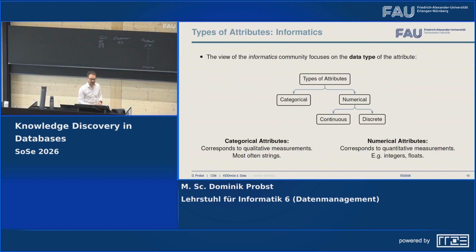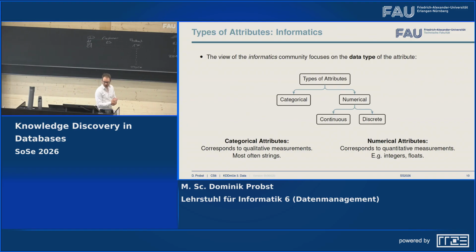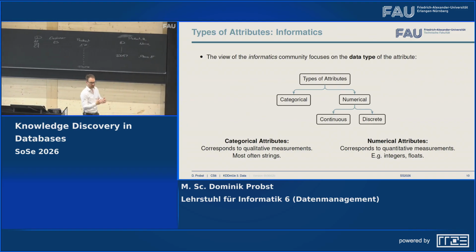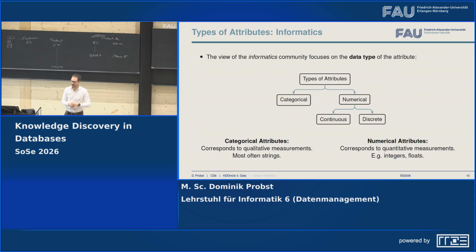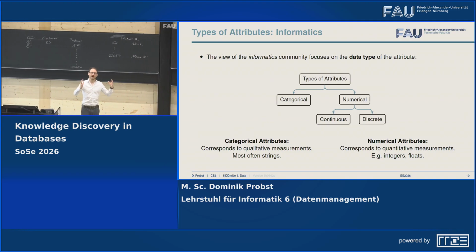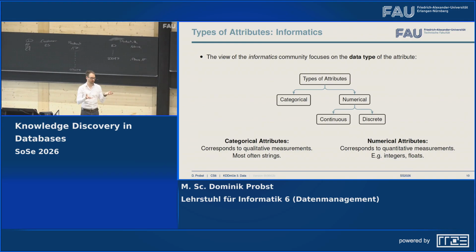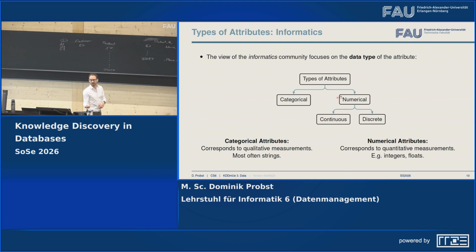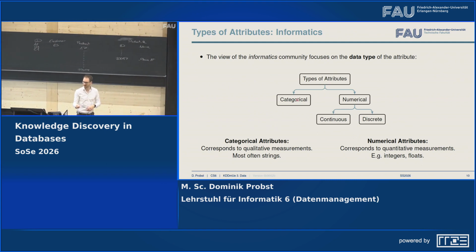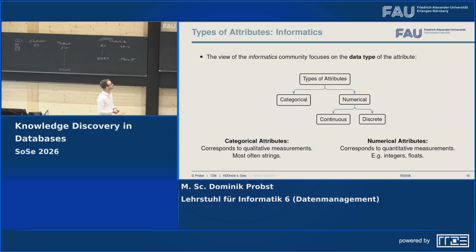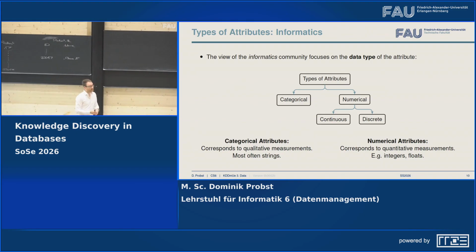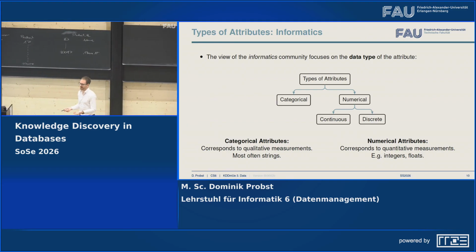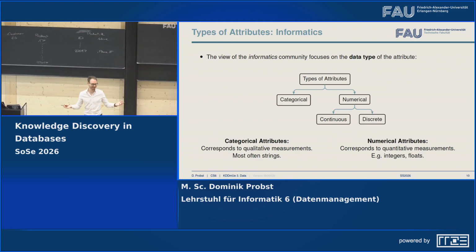The other view on attributes is by the informatics community. As I already said, it's more about how we can store data. That's the view. Because of that, we are dividing attributes into categorical and numerical kinds of data sets. Categorical data is everything that is not numerical, more or less.